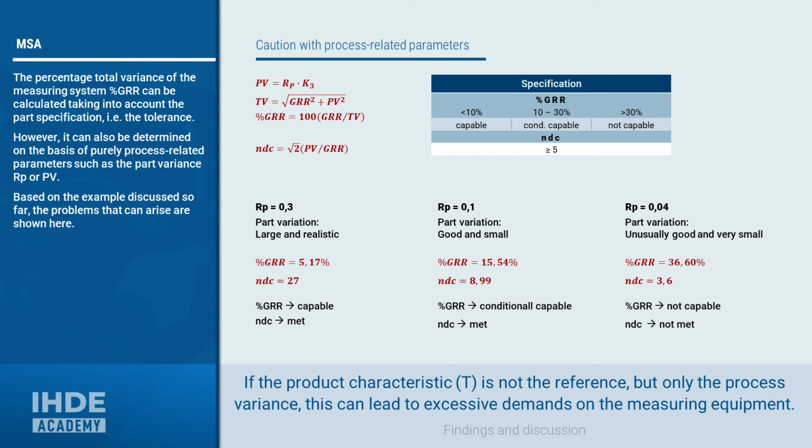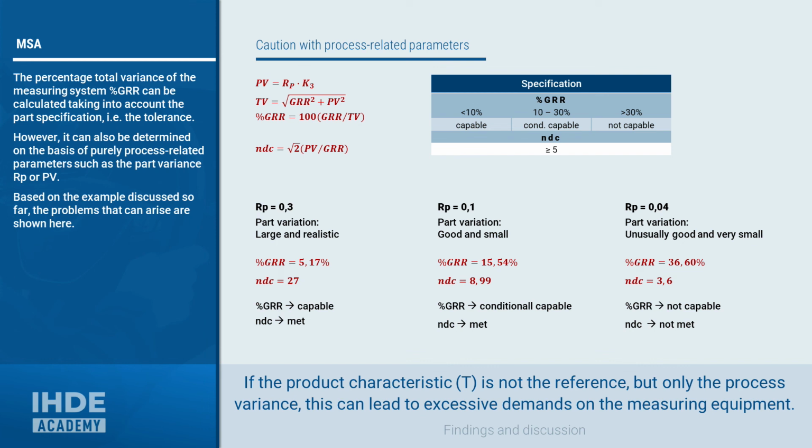With a part variance of 0.1 and a value of 15.54%, the measuring system is only conditionally capable, but the NDC is still fully fulfilled. Well, and with a part variance of 0.04, neither of the two requirements is met. And this is exactly the problem with process-related parameters.